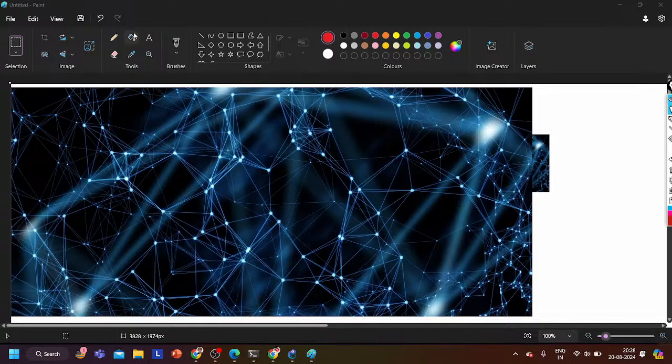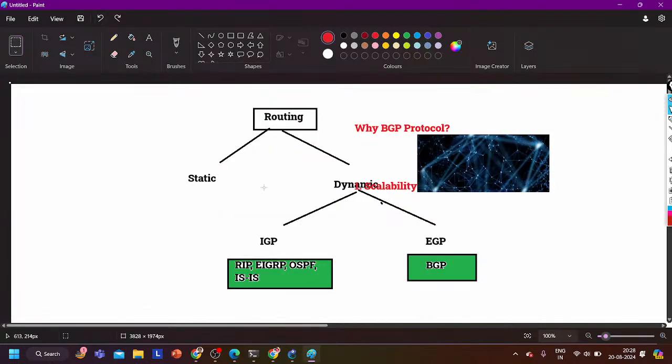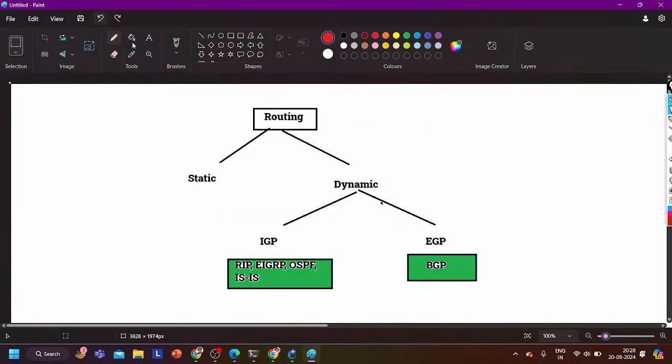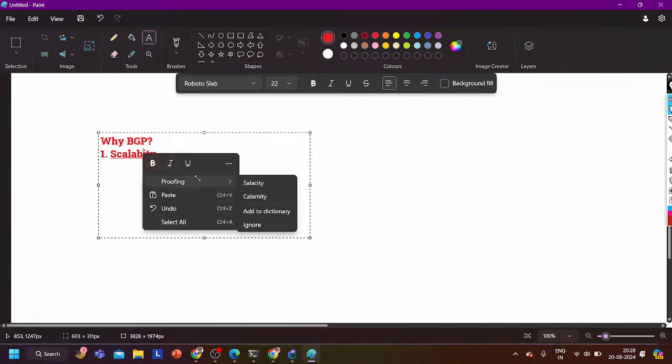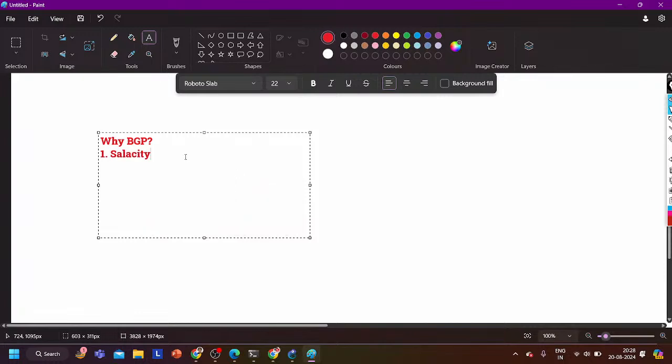So the first reason why we come up with BGP: why BGP? Scalability. It means the BGP protocol can manage millions of routes in its routing table.